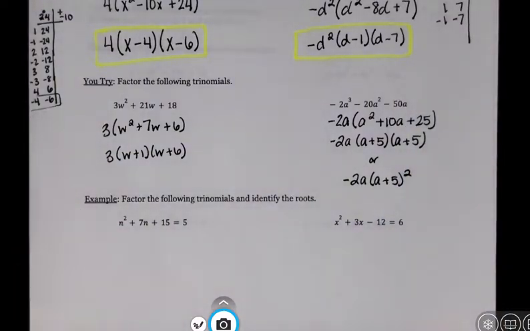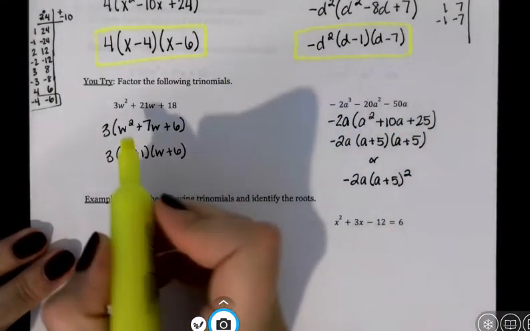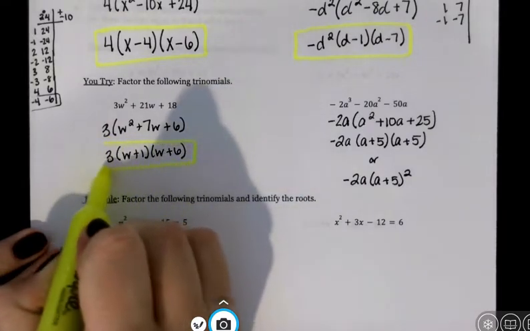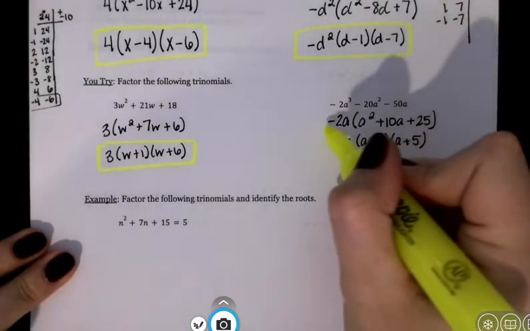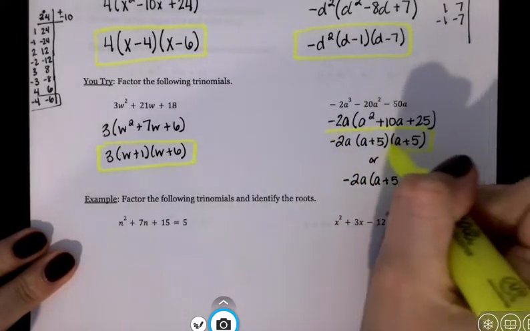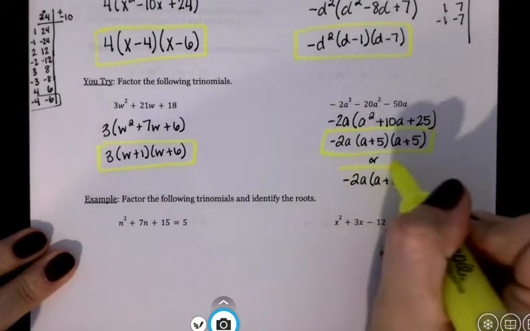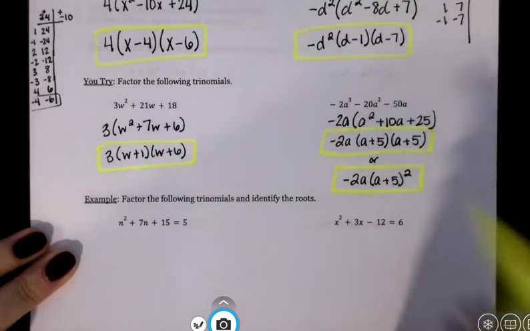All right, so for the one on the left, I got a GCF of 3, so I factored that out first. I'm left with those parentheses. For the second one, I have a GCF of negative 2a, and I would accept either of these.